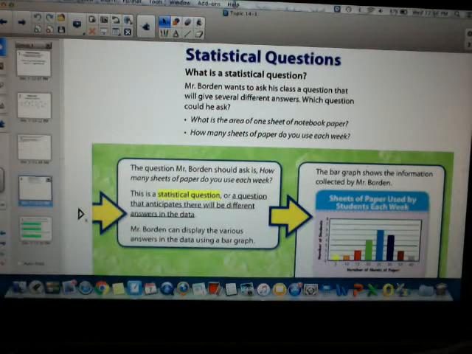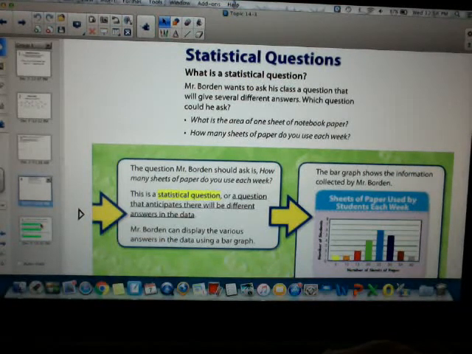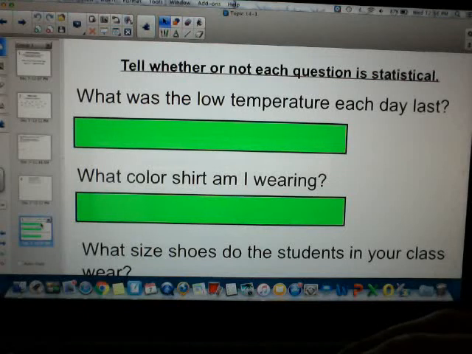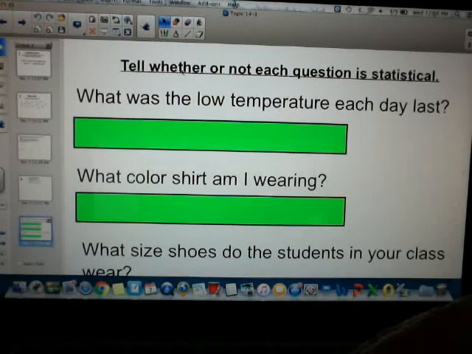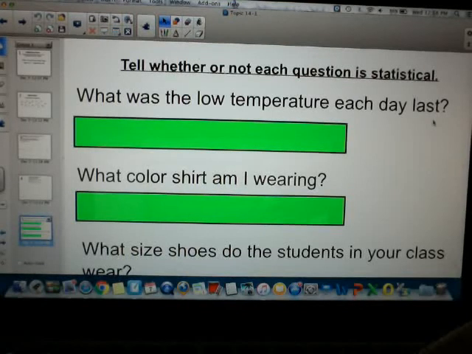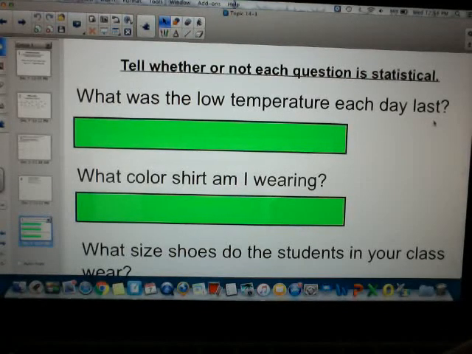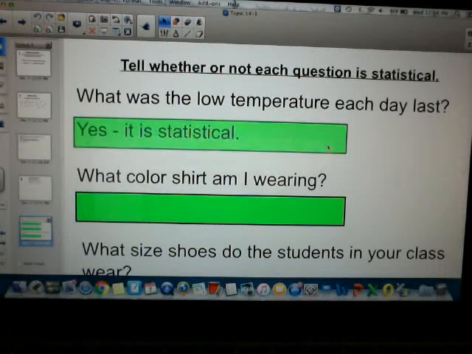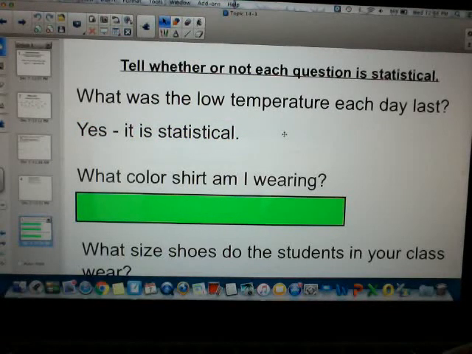Let's take a look at some other example questions and see if you can figure out which is statistical and which is not. Tell whether or not each question is statistical. What was the low temperature each day last week? Well, ask yourself, will the temperature be the same every single day? Obviously not. So the data that you collect will give you different answers. So yes, this is a statistical question.